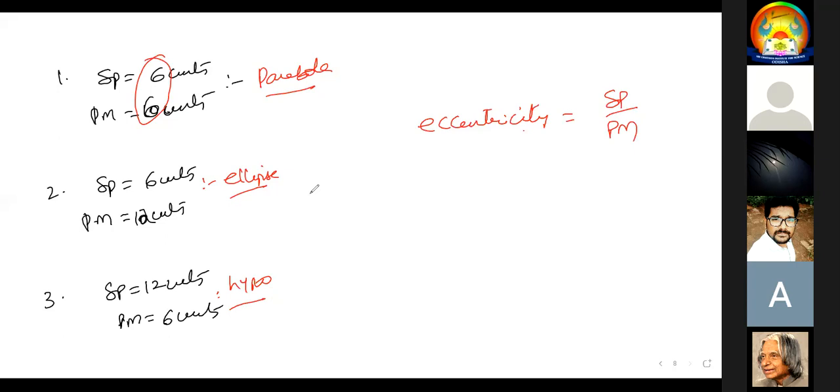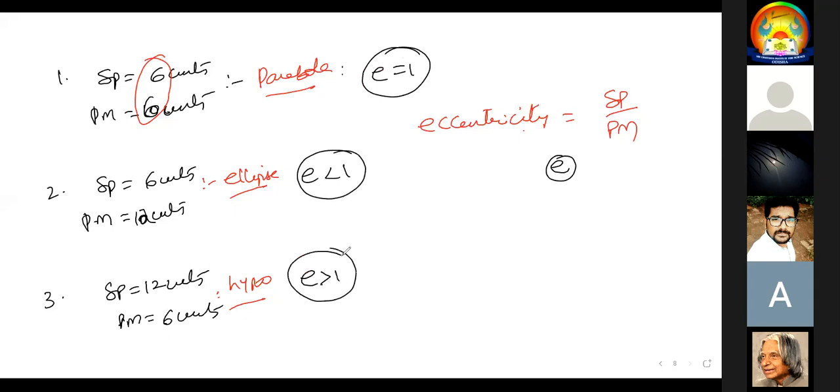If you divide both the things, what you will get is called eccentricity. Eccentricity is nothing but SP by PM, and it is denoted with E. It is a fact that the parabola's eccentricity is 1, the ellipse's eccentricity is less than 1, and the hyperbola's eccentricity is greater than 1.